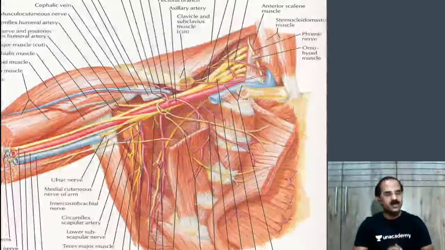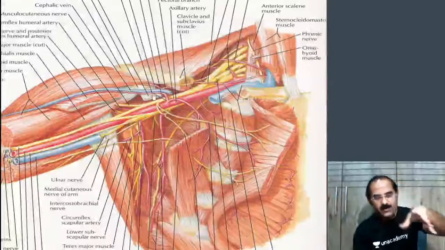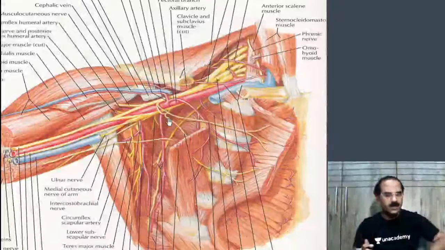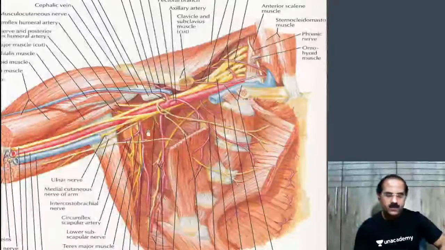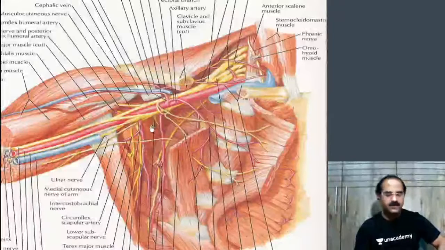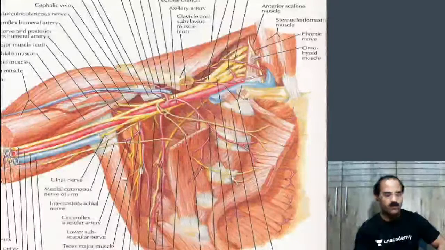Are you all following this? And now what are we looking into? We are looking right into the axilla. So what are these muscles going to form here? This is 1, this is 2, and this is 3. These 3 muscles are going to form the posterior wall of axilla.